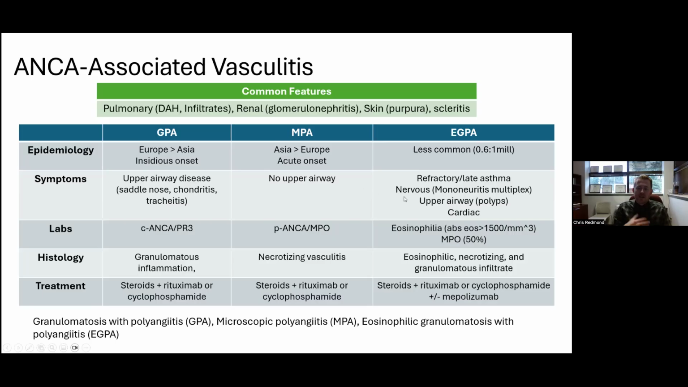For EGPA, eosinophils, think asthma. So these are very atypical patients with severe late onset asthma. Mononeuritis multiplex, so someone who comes in with a foot drop. It can be any of these conditions, but it's much more common in EGPA than other cases. You can also see it in GPA as well.